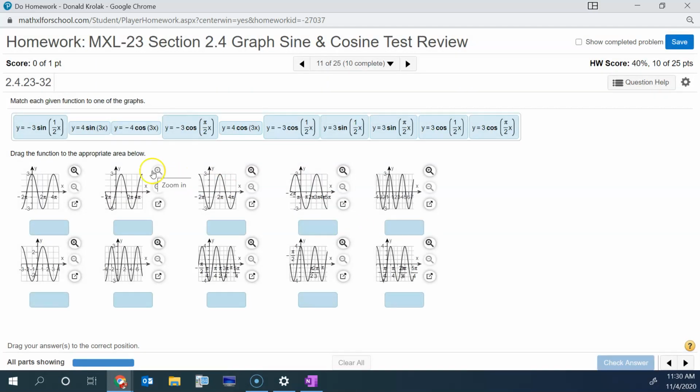All right. Now the next one is this, all this matching. Okay. So let me give you a couple of little hints on how to match these up kind of quick.